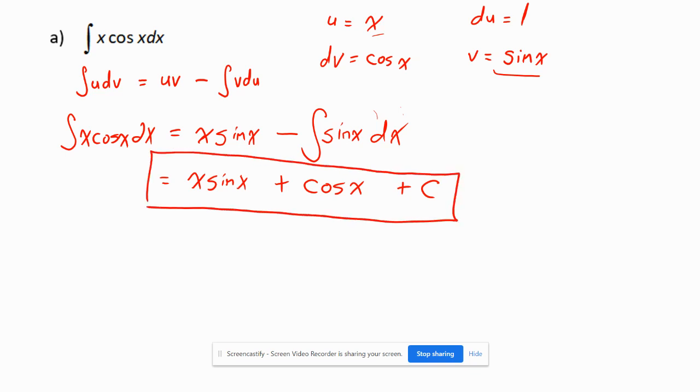Now, I'm just going to do a little check. How do you do a check? Well, since this is an antiderivative, if I take the derivative of this expression, it should take me back to x cos x over here. Well, what's the derivative of x sine x? I'd have to use product rule for this guy. First, second prime. So x, derivative of sine x is cos x, plus second, first prime.